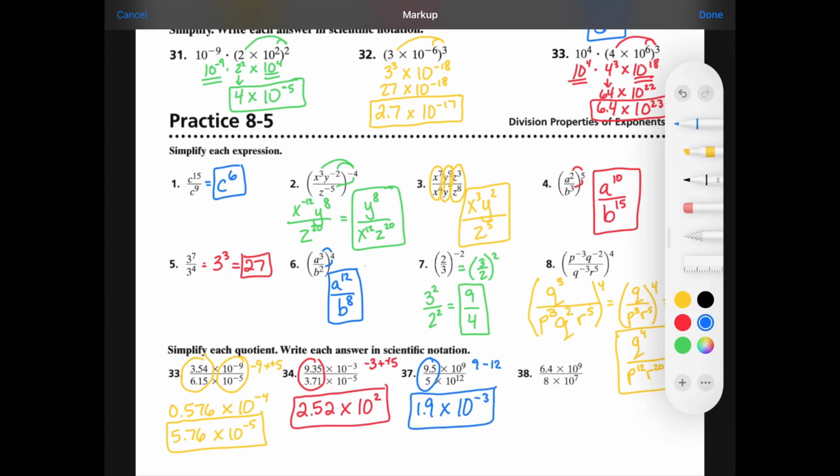Last one, 6.4 divided by 8 will come out to 0.8. And then 9 minus 7 is 2. So you have to make that 8. You made it larger, so make the exponent smaller. And you don't write the 1.